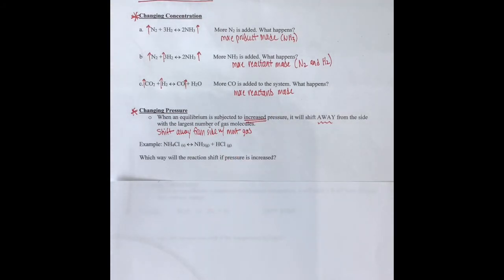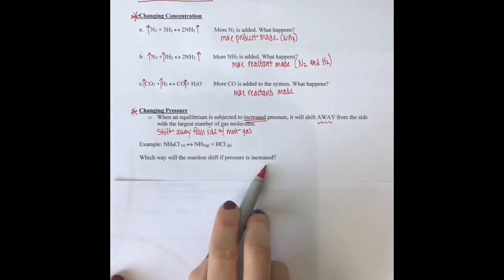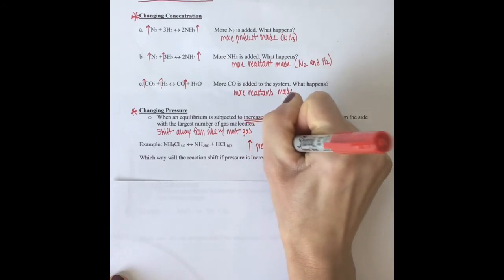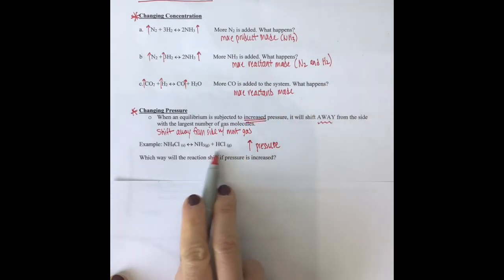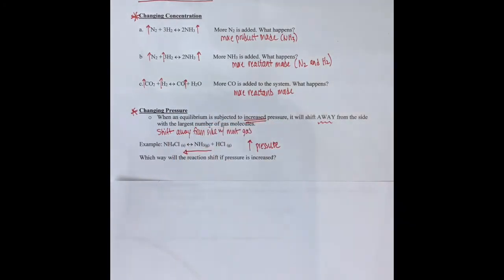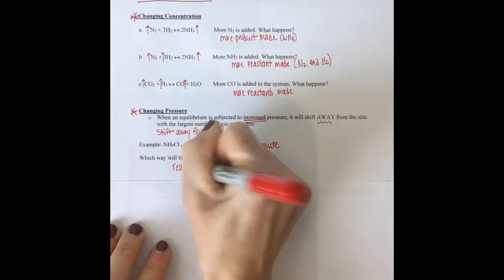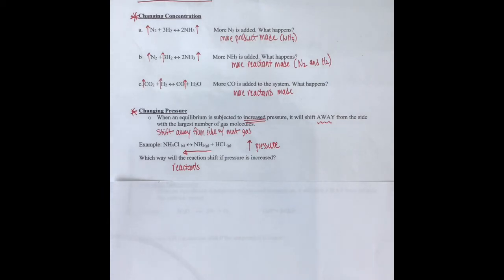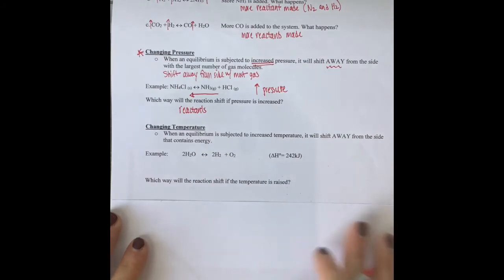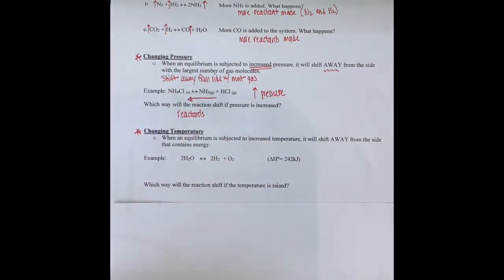Okay, so it says, which way will the reaction shift if pressure is increased? So I'm going to increase pressure, and we only have gas on the product side of the reaction. So we know we're going to be pushing back towards the reactants to try to relieve that pressure. Okay? And then lastly, the third stress that you could impose on a system would be changing temperature.